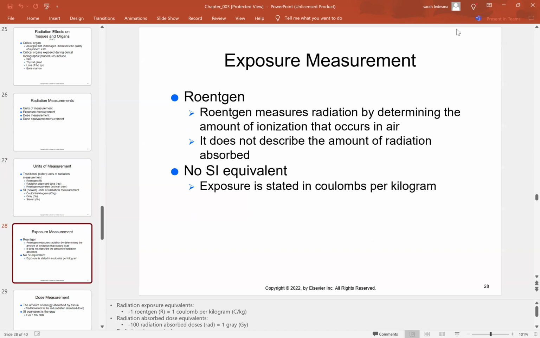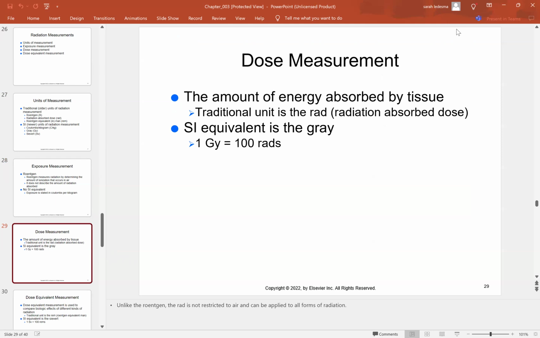Exposure measurement. The roentgen measures radiation by determining the amount of ionization that occurs in air. It does not describe the amount of radiation absorbed. There is no SI equivalent; exposure is stated in coulombs per kilogram. Dose measurement is the amount of energy absorbed by tissue. The traditional unit is the rad. The SI equivalent is the gray. 1 gray equals 100 rads.